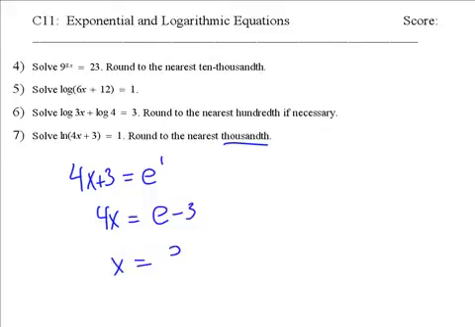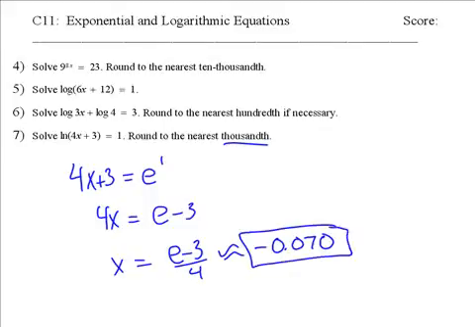So x equals e minus 3 divided by 4, rounded to the nearest thousandth. That's approximately negative 0.070. And we're done.